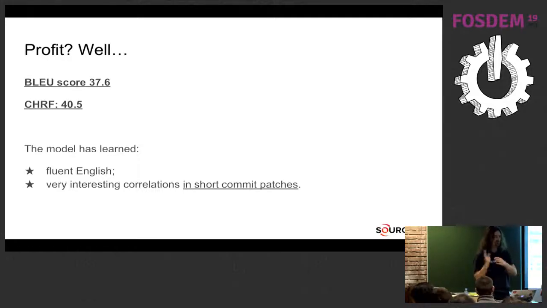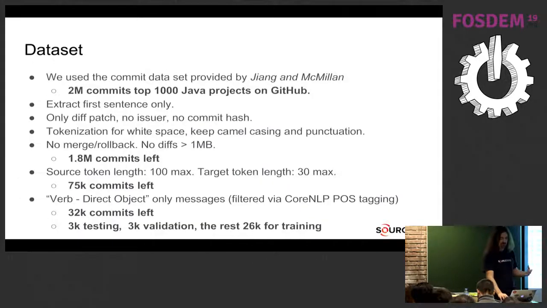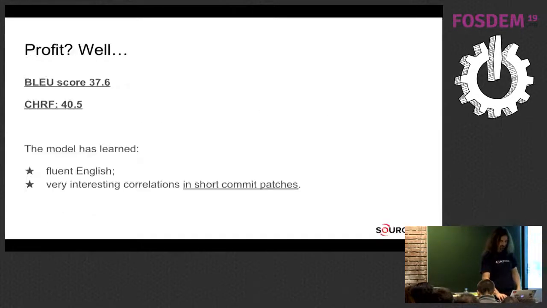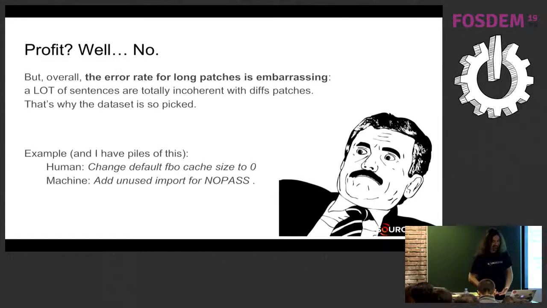So, okay, you talked briefly about the history of success. Why do you talk about failure? Well, because then I said, okay, we are really using a very constrained data set. Let's just try to remove a lot of constraints and see how it performs on wild commits. Well, actually, I didn't get very good results, because the error rate for long patches is embarrassing. A lot of sentences, although good English, are totally incoherent with their input. And that's why the dataset is so picked, so well chosen.